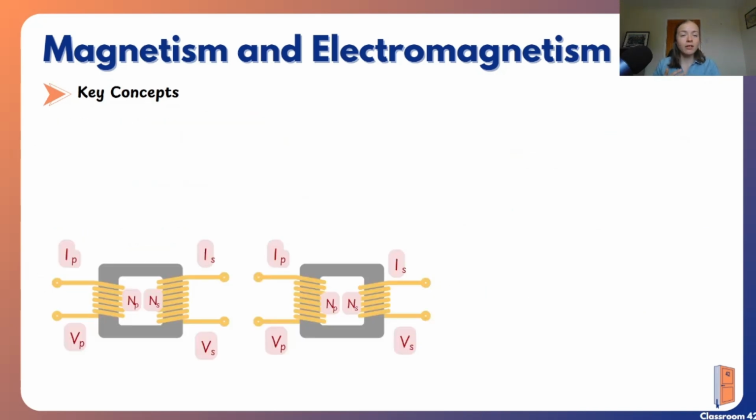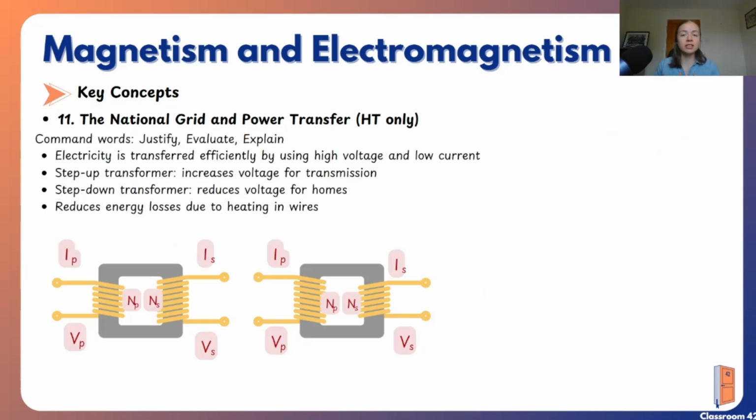The final topic is the national grid and power transfer. So you want to be able to justify, evaluate and explain the use of magnetism and electromagnetism in the national grid and power transfer. So electricity is transferred efficiently by using high voltage and low currents, which is what we discussed in national grid in paper 1, and this uses the principles of step-up and step-down transformers. So step-up transformers increase the voltage for transmission, and step-down transformers reduce the voltage for homes, and this reduces the energy loss due to heating in wires. So this is something we heavily discussed in P1, but it's relevant here as well.